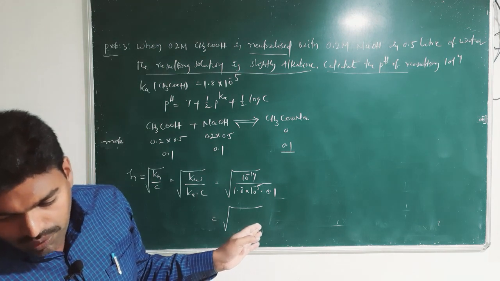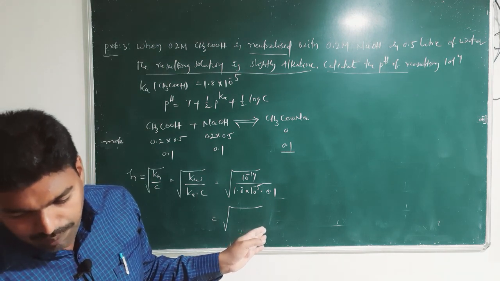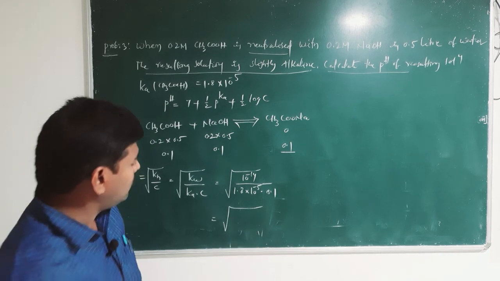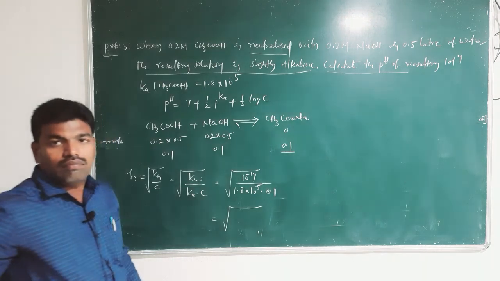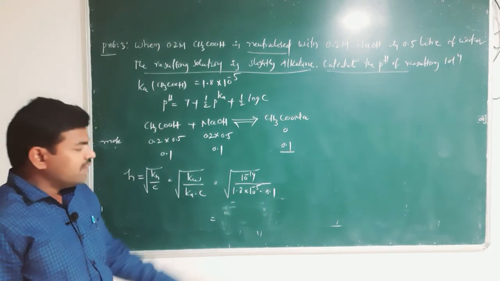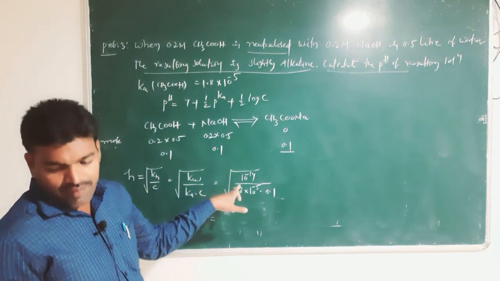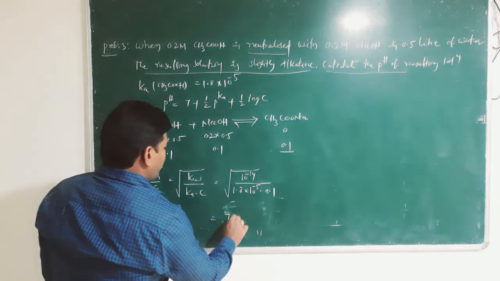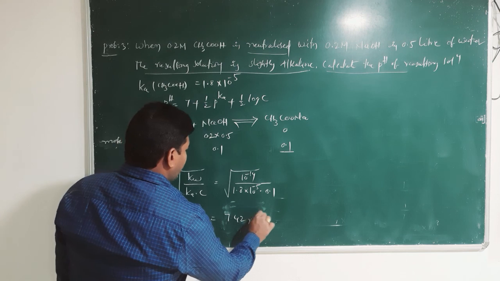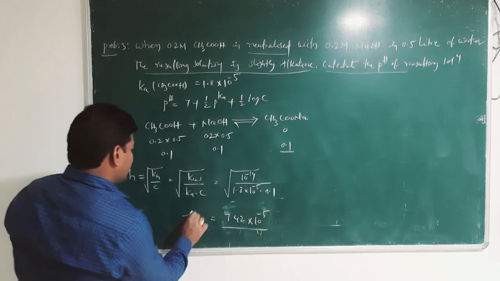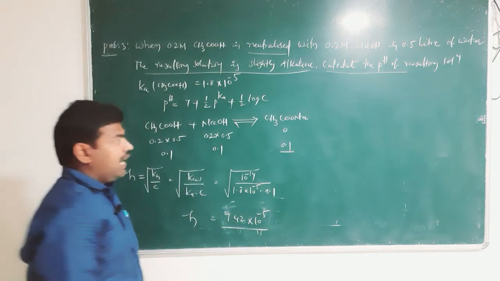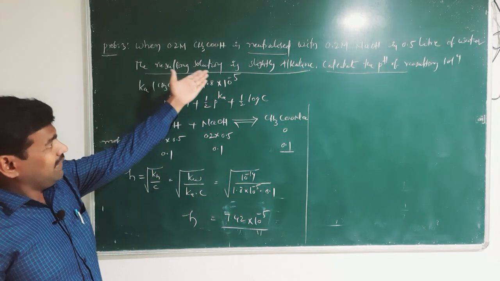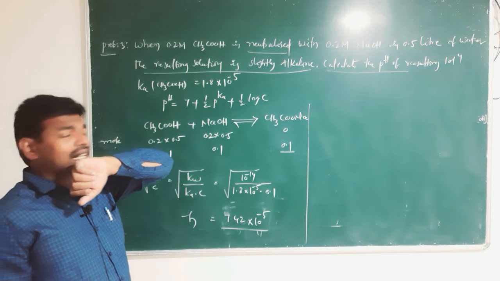5.5 into 10 power minus 10. Okay, this value comes out to be 7.14 into 10 power minus 5. This is the degree of hydrolysis, and they gave that the resulting solution is slightly alkaline.